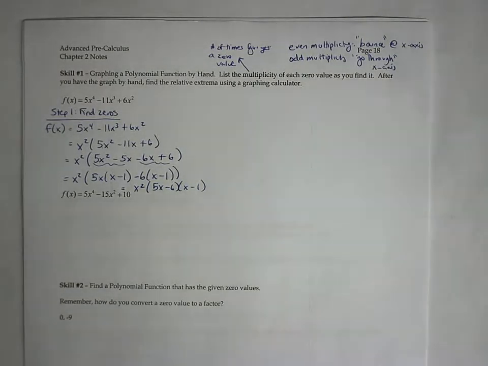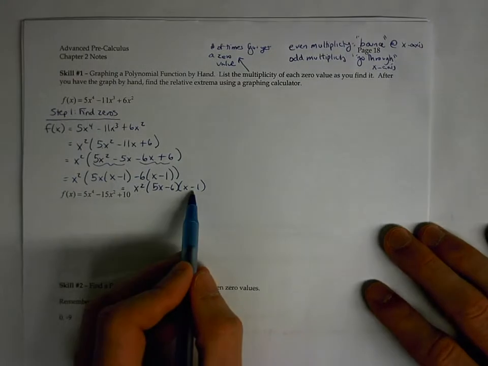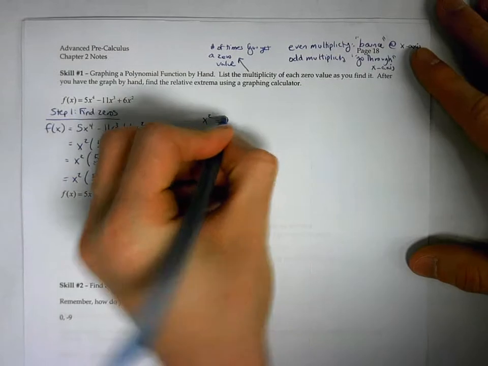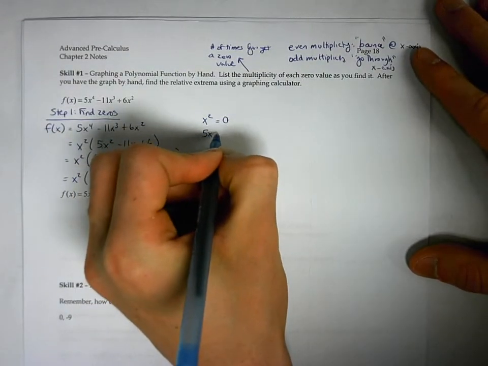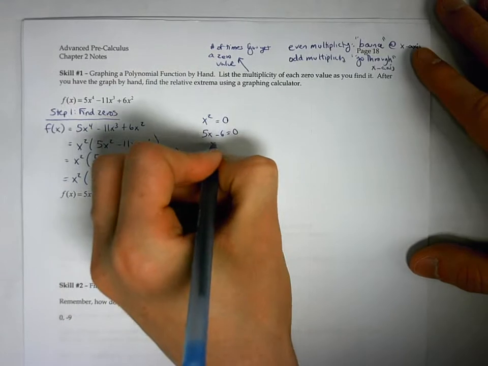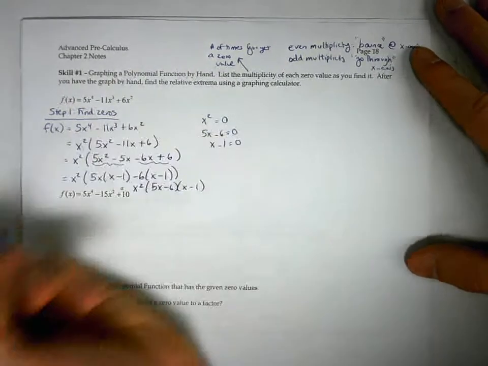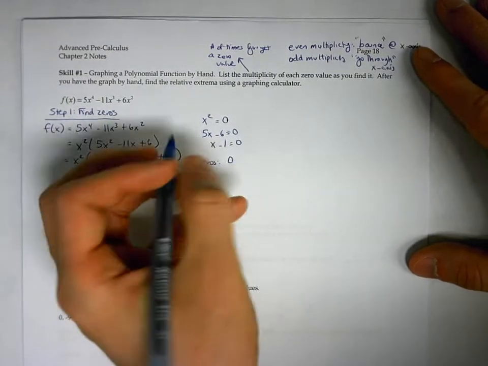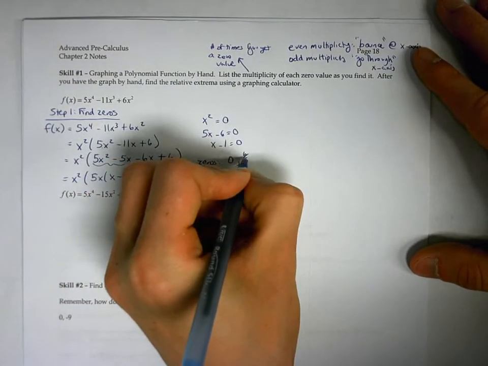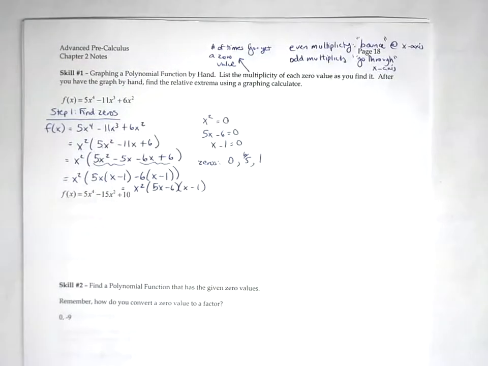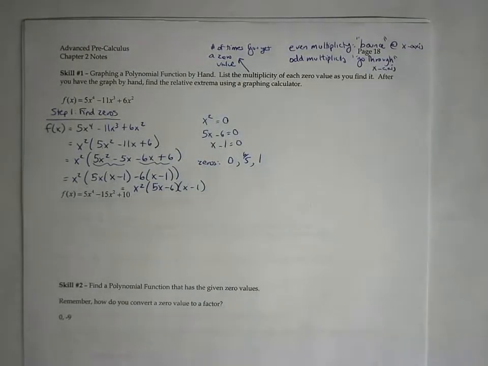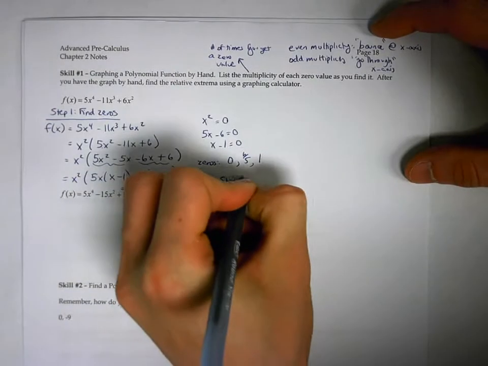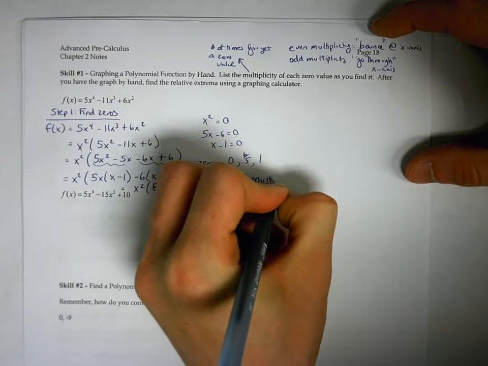So there are my factors, and the way I convert these factors to zeros is I set each piece equal to 0. So I say x squared equals 0, 5x minus 6 equals 0, x minus 1 equals 0. So then my zeros end up being 0, 6/5, and positive 1. So I found my zeros. Step 2.